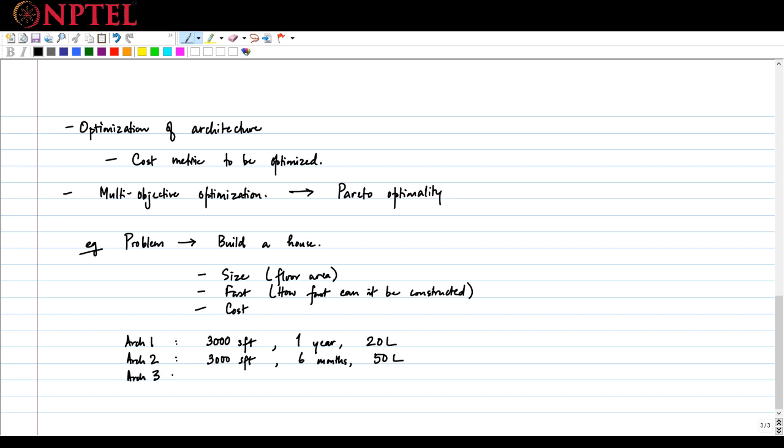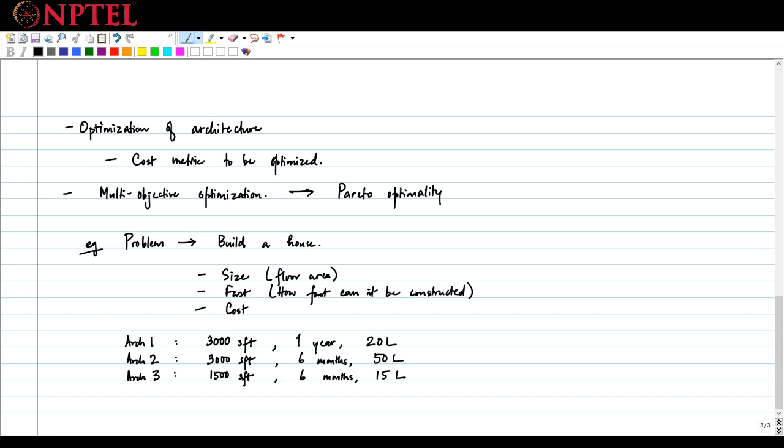Architect 3 might say that I'll give you a solution which is smaller, 1500 square feet, which I can actually do within 6 months, and it will cost you only, let's say again, 15 lakhs.